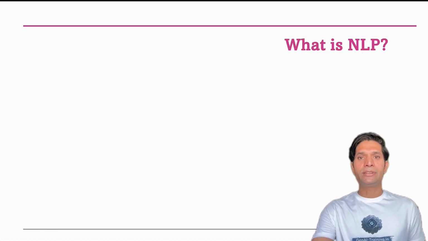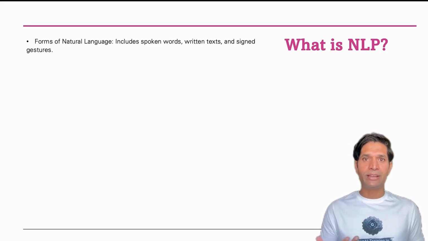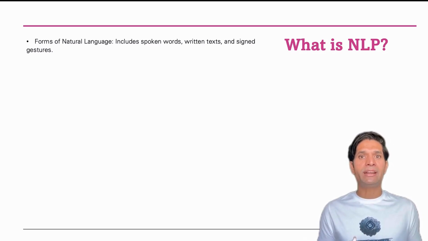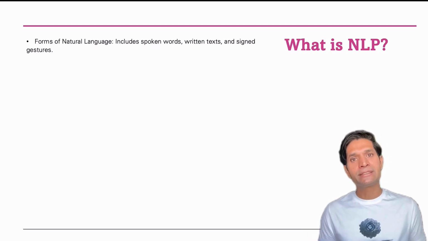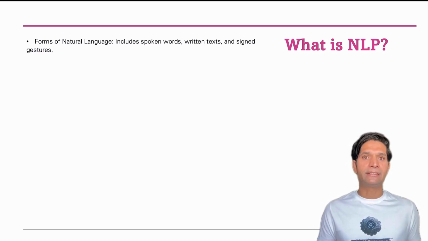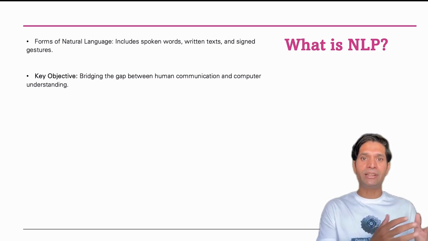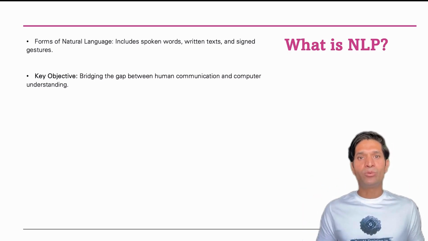So to continue further on the NLP side, the forms of natural languages are spoken words, like what I am speaking right now. So we have tools to do speech to text where you speak and it's transferred as a text request, and there's a text to speech also available. You can use written text, which is by handwriting. You can write things and give it to the NLP to read. You can also use signed gestures in today's world of NLP. So the key objective of NLP is to bridge the gap between humans and machines. So that's all what NLP is all about.